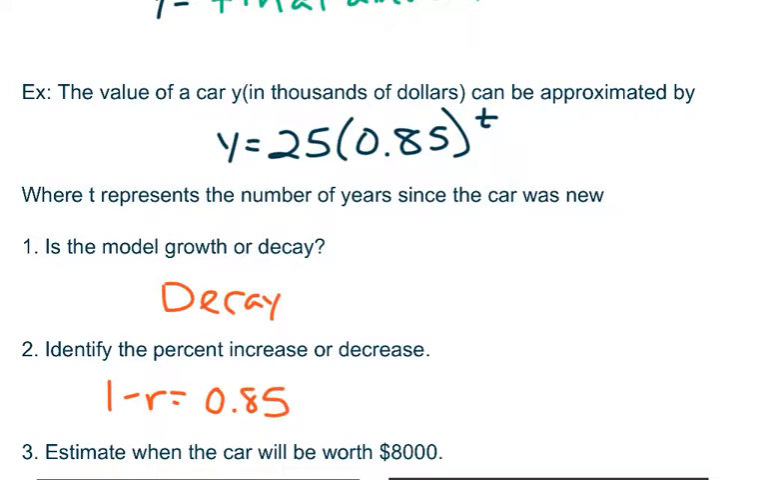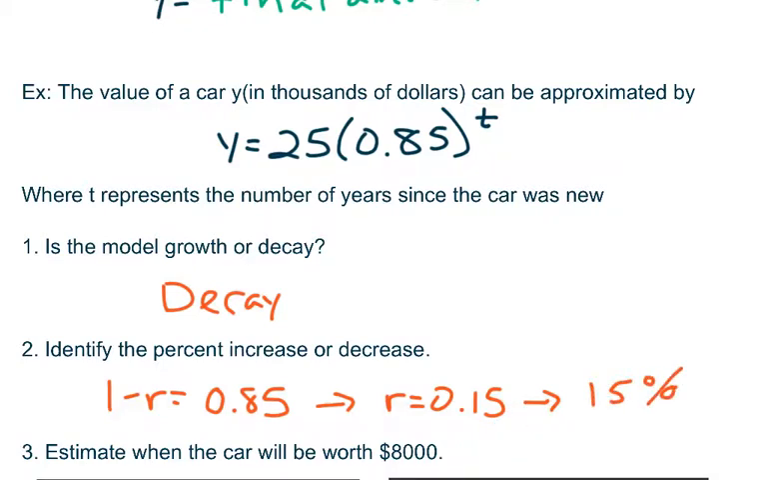When we do that, we would have to subtract the 1 and then divide by -1 to switch the sign on that. After you do all your work to get that, you're going to find that your R value is 0.15. Now, this is the percent increase or decrease as a decimal. We need to turn this to a percent. To turn a decimal to a percent, we're going to take this decimal point and move it 2 places to the right. So this is going to be 15%.